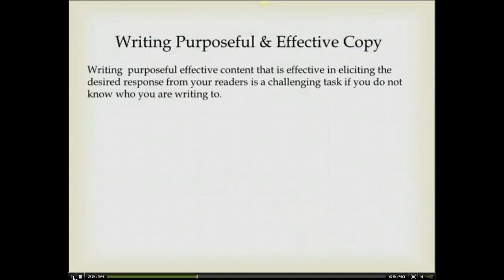Writing purposeful and effective copy. Writing purposeful, effective content that is effective in eliciting the desired response from your readers is a challenging task if you do not know who you are writing to. And this is probably one of the biggest things that people have going against them when they're trying to write sales copy. They have not a clue of who they're writing to, so it's very hard. They don't know the questions that people are asking, so they don't know how to answer them. So they're basically just writing a bunch of words on a piece of paper and hoping it connects with somebody. It's very challenging if you don't know who you're writing to.